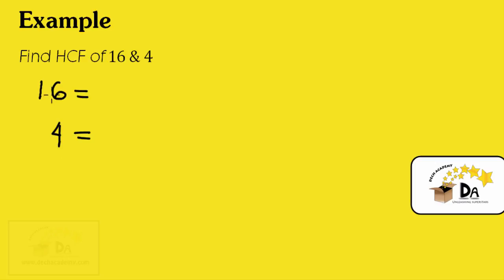So, for instance, 16 as a product of its prime factors. What are the factors of 16? Factors of 16 are 2, 4, 8, and 16. So 16 as a product of its prime factors though. Out of all these factors, which of them are prime? Just 2. Only 2 is a prime number here.